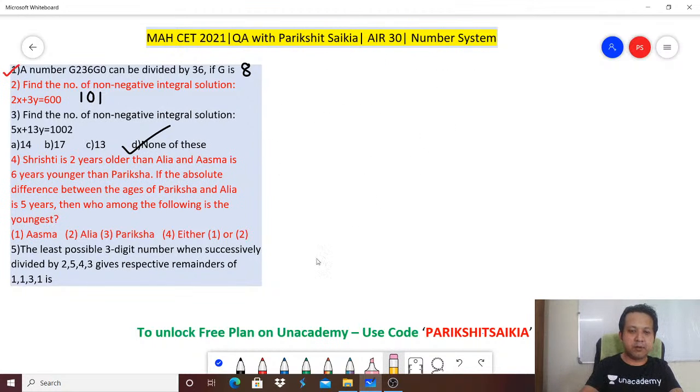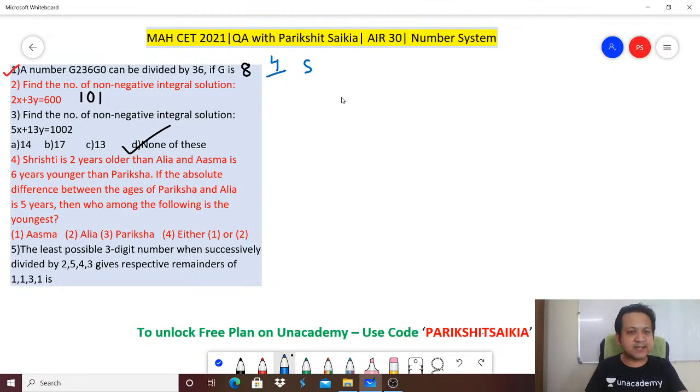Number 4. Shrishti, so these are all previous year questions from the Maharashtra CET. Next, Shrishti is 2 years older than Alia and Asma is 6 years younger than Pariksha. So basically there are 4 human beings. For the last question, even if one of them is a multiple, it is enough. The answer is K divided by AB plus 1.